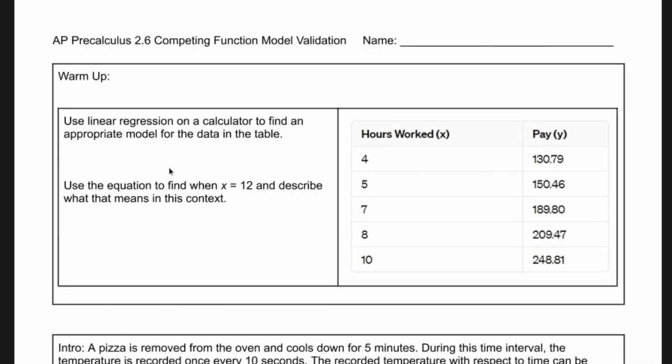All right, so the equation that we came up with was y equals 19.67x plus 52.11. When we plugged in 12, we got 288.15. Now, what does that mean? That means $288.15 after 12 hours worked.